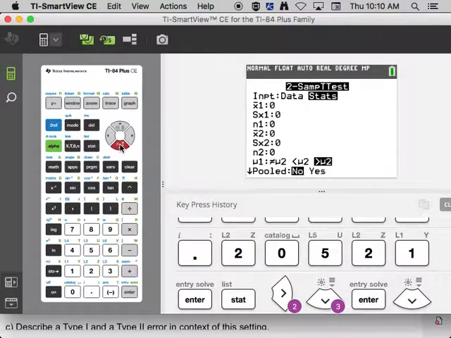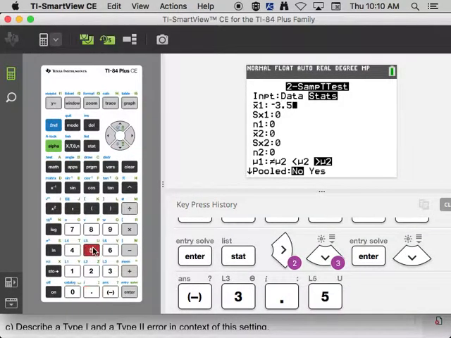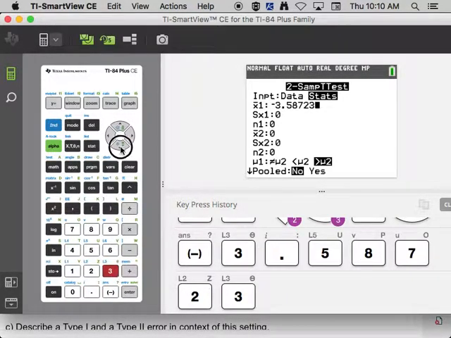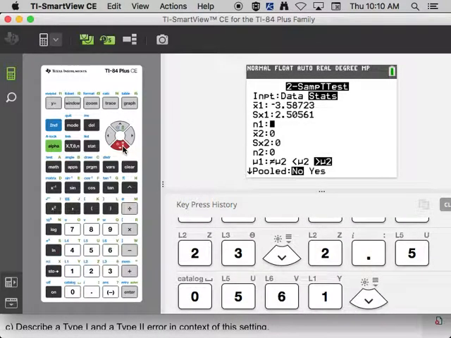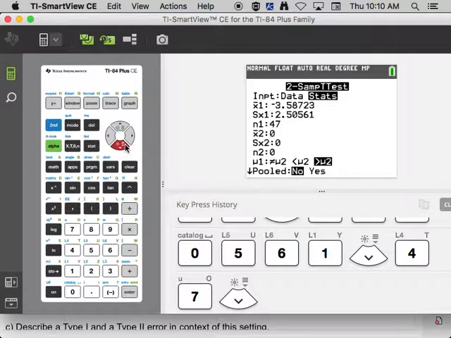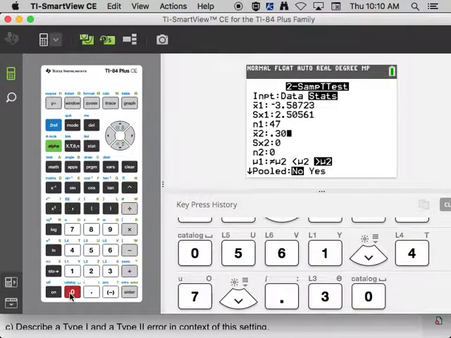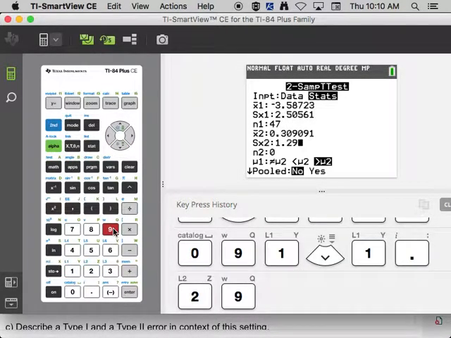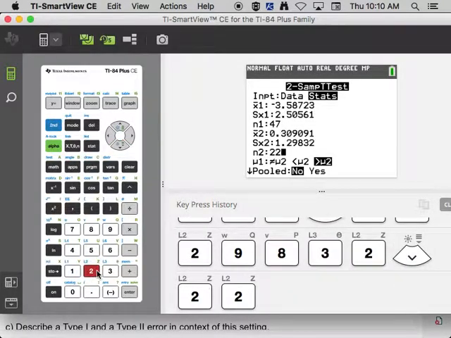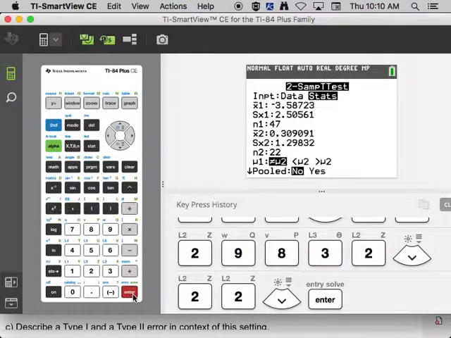So the breastfeeding mothers had a mean of negative 3.58723 with standard deviation 2.50561. Sample size was 47. The other one had a mean of 0.309091, a standard deviation of 2.29832, and there were only 22 people. We think it should be smaller than. Oh, whoops. Smaller than. Do we ever change this pool thing? Nope, never. Just don't touch it. Pretend it's not a thing.